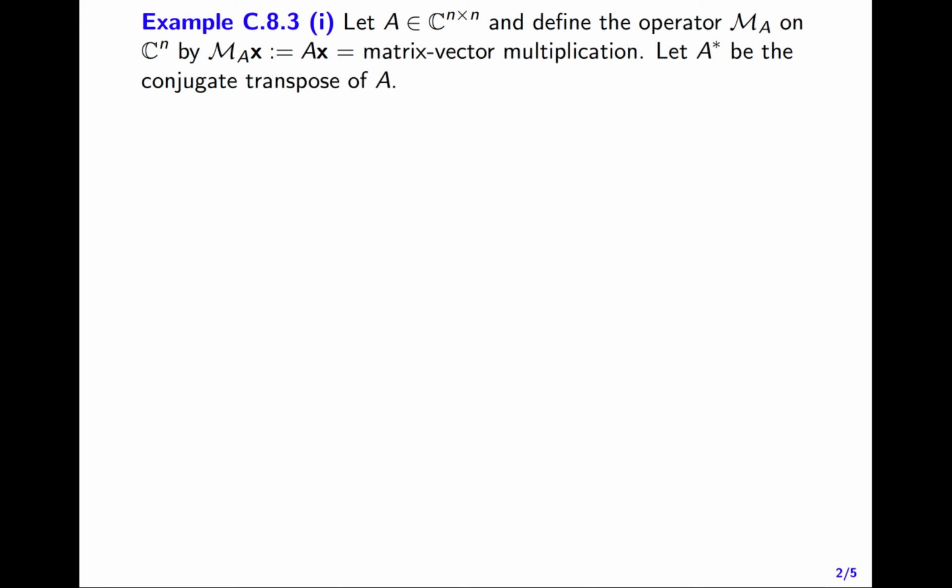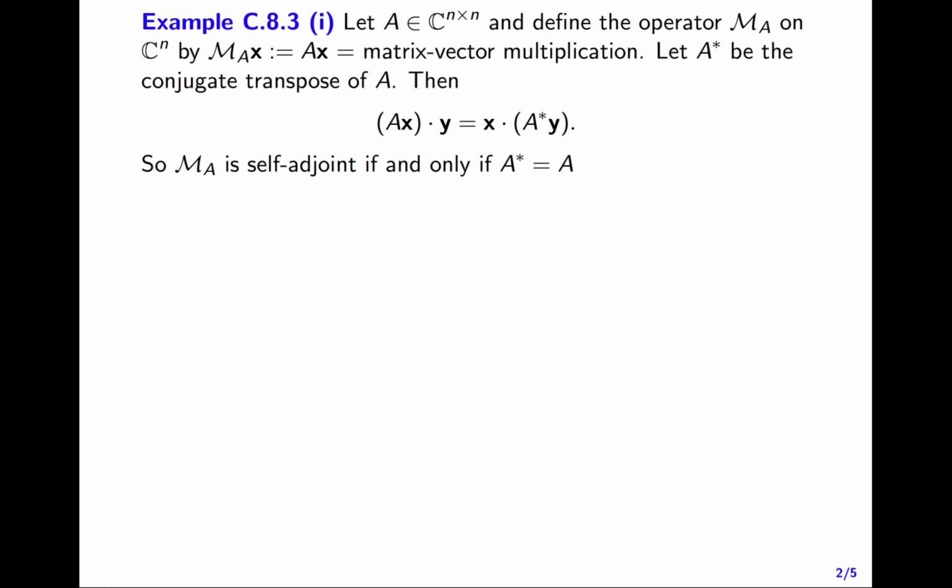And now let A star be the conjugate transpose of the matrix A. So A star is also a matrix in C n by n. And then we have the following relation with the dot product. The product A times X, dot product that with Y, is equal to X, take the dot product of that with A star on Y for all vectors X and Y in Cn.